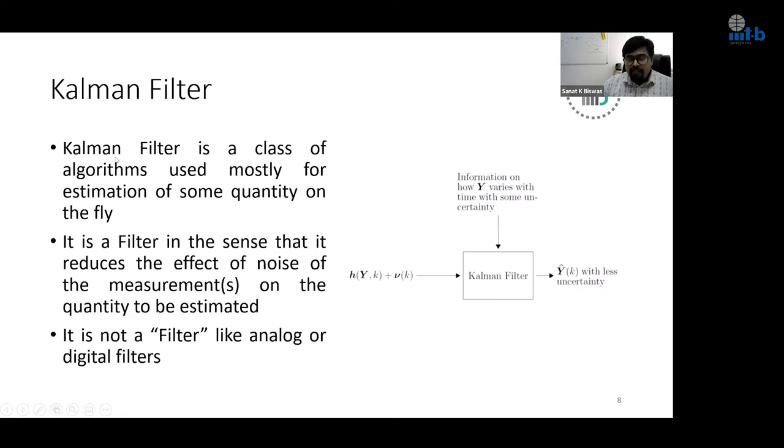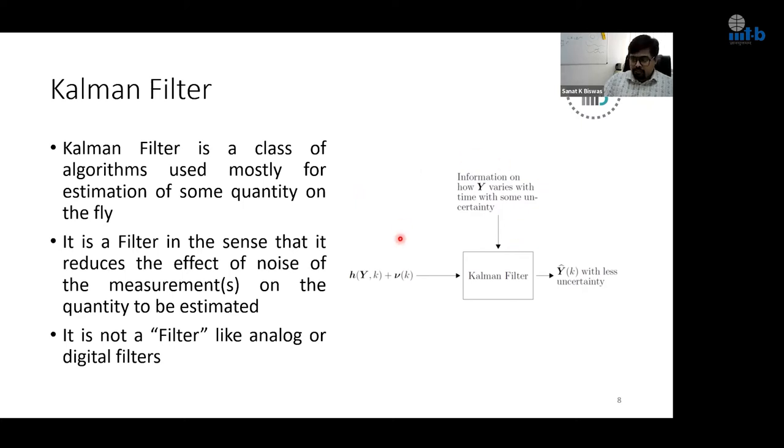And it is a filter in the sense that it reduces the effect of the noise in the measurements on the quantity to be estimated, but it is not a filter like analog or digital filters in that sense. And the figure on the right basically tells you what the Kalman filter does in a nutshell.